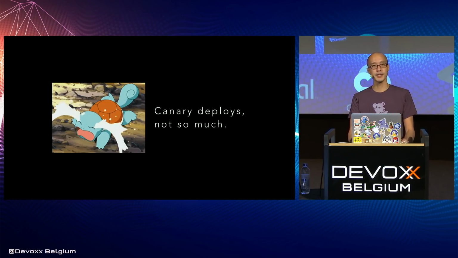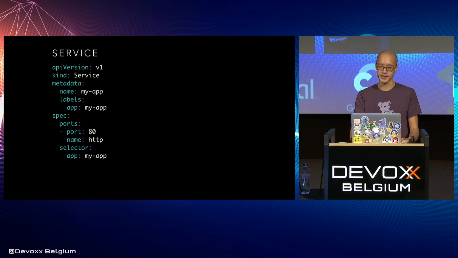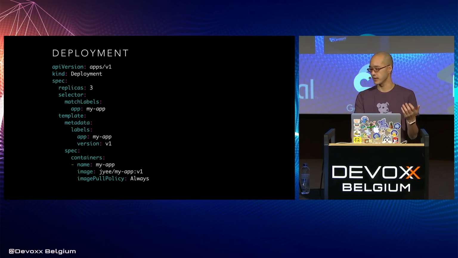So Canary deploys, not so much with Kubernetes. But let's say that we actually wanted to do this. How would we do this with Kubernetes? Just to illustrate, well, we'd start with a service, right? Pretty basic service, web application here, got port 80 opened, nothing too complicated, and then you make a deployment.